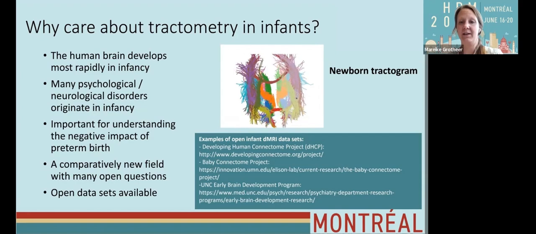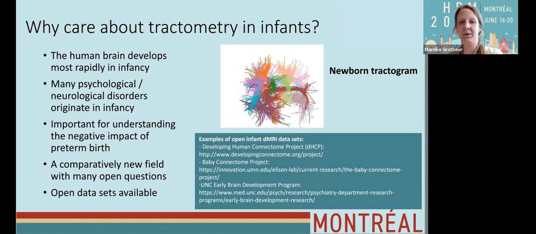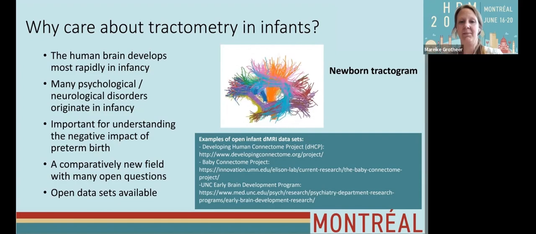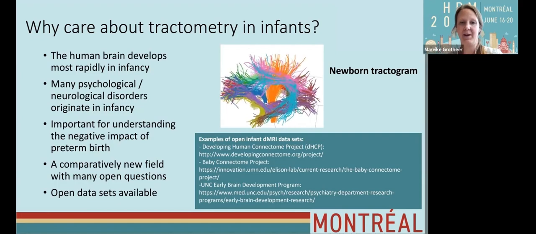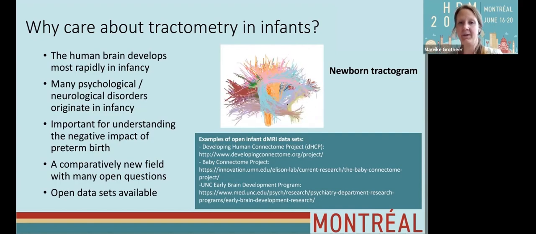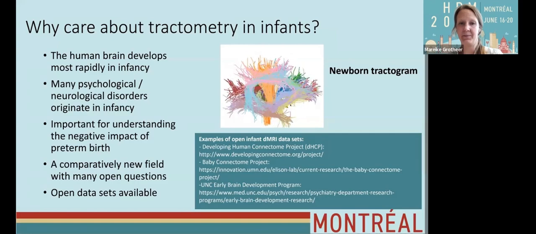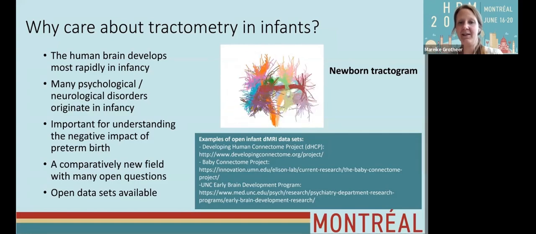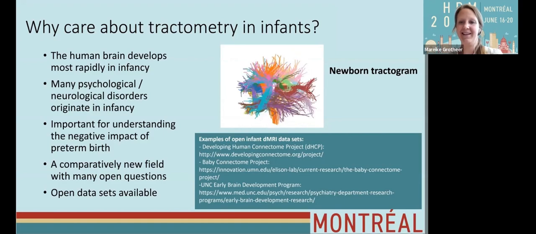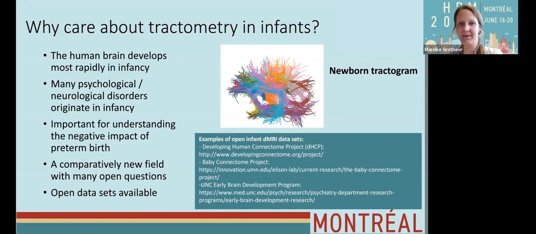Moreover, many psychological and neurological disorders already emerge in infancy, and a better understanding of their emergence early on may promote early interventions as well. Further, there are specific issues that emerge in infancy, including the negative consequences of preterm birth or fetal alcohol syndrome. More broadly, there's just not that much known yet about the white matter development in the living infant brain, so there are still many open questions to tackle.